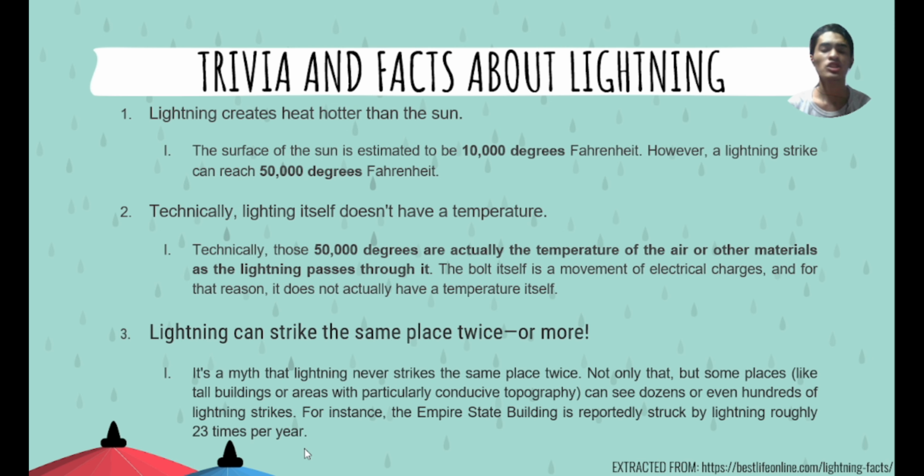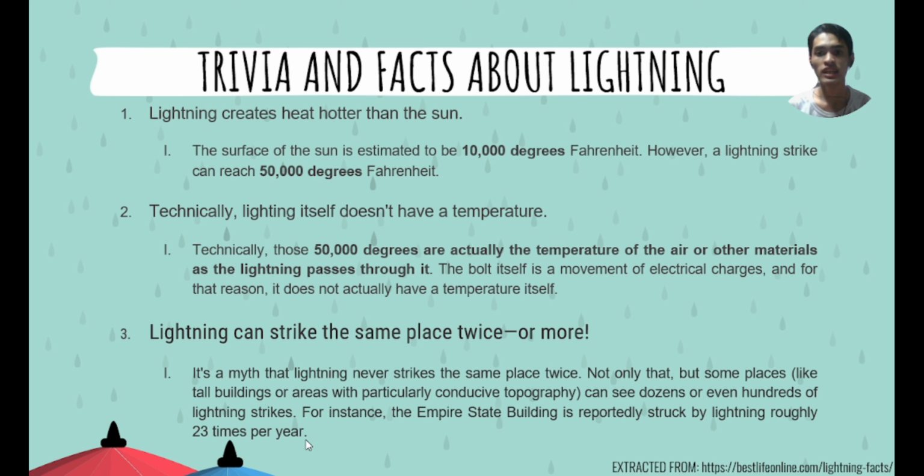And lightning can strike the same place twice or more. It is a myth that lightning never strikes the same place twice. Not only that, but some places like tall buildings or areas with particularly conductive topography can see dozens or even hundreds of lightning strikes. For instance, the Empire State Building is reportedly struck by lightning roughly 23 times per year, meaning it is actually being hit by lightning multiple times.